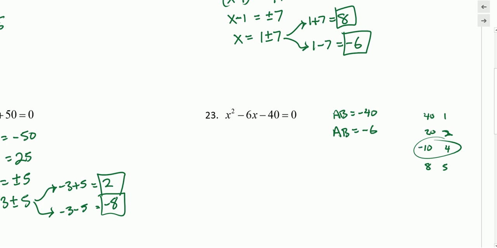And so then we're going to make 10 negative and 4 positive. So this factors to x minus 10 times x plus 4. Set your factors equal to 0 and get two answers. If x minus 10 is 0, we get x is 10. If x plus 4 is 0, we get x is -4.